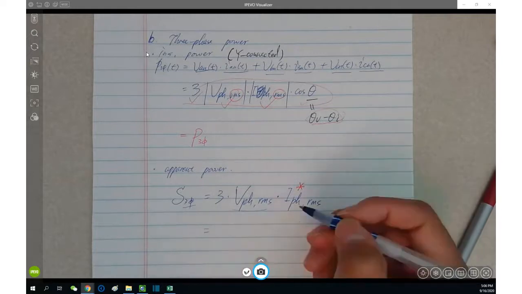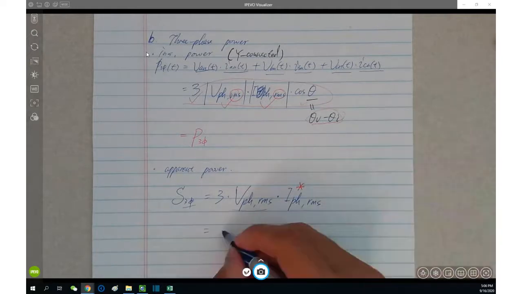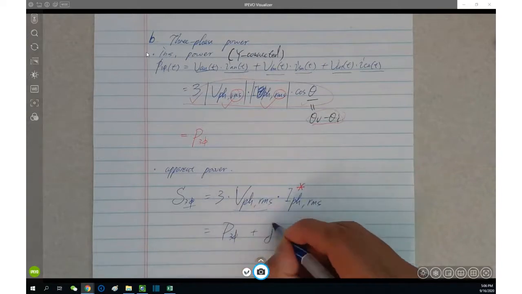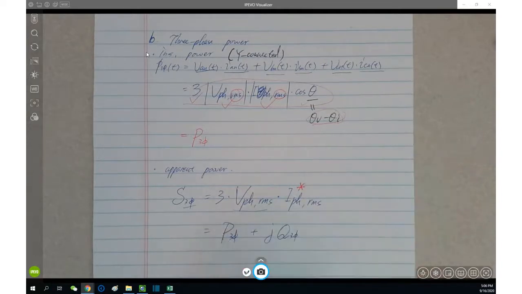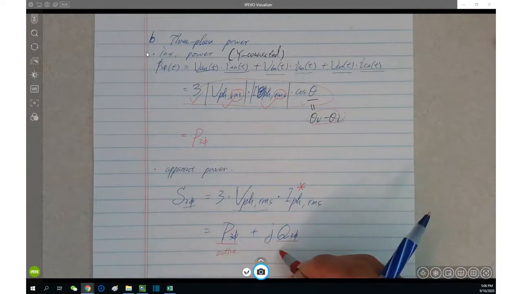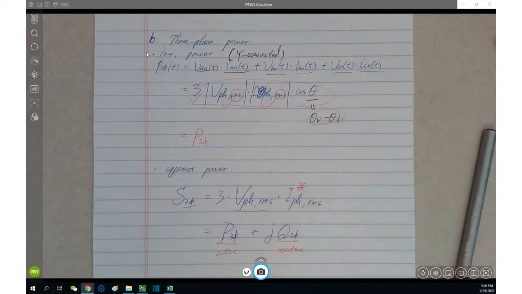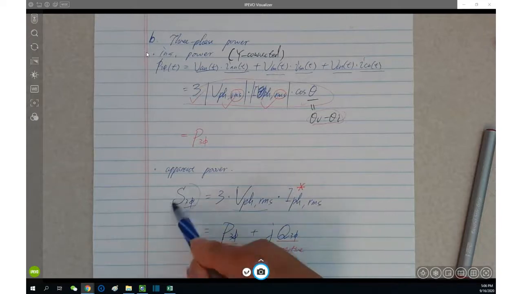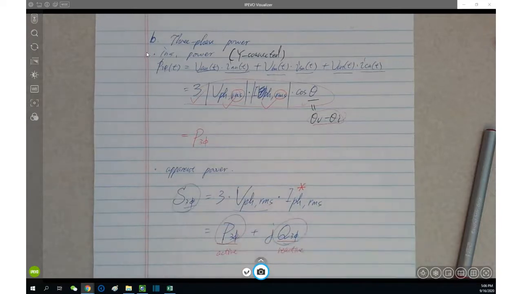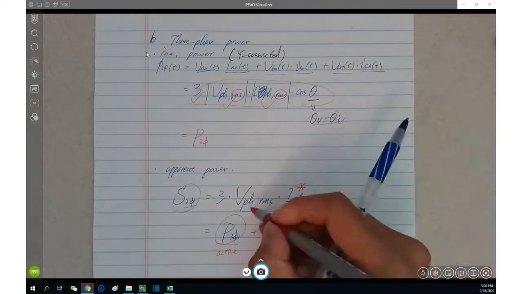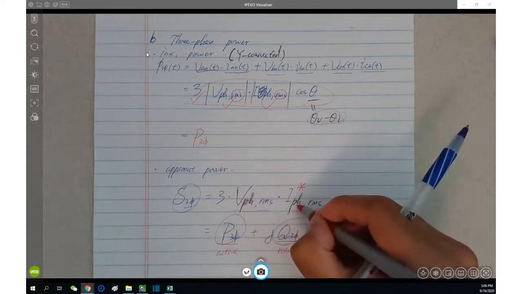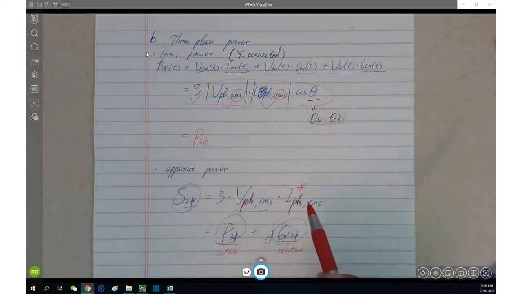And the result is going to be a phasor, or say an equivalent complex number, where the real part is active power and the imaginary part is reactive power. Units remain the same, there's no reason to change them: VA, watt, VAR. And once again, this is the phase voltage and phase current. It must be phase voltage and phase current.